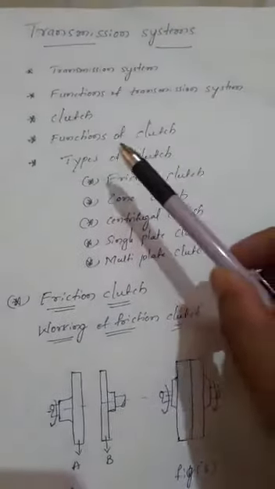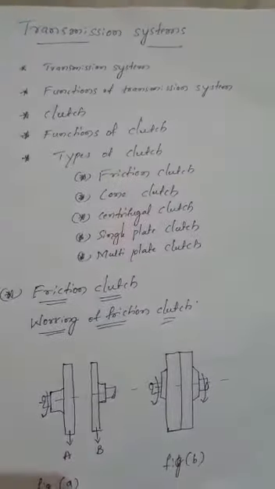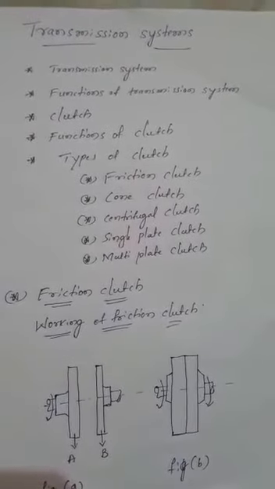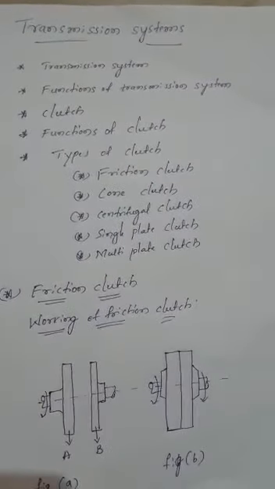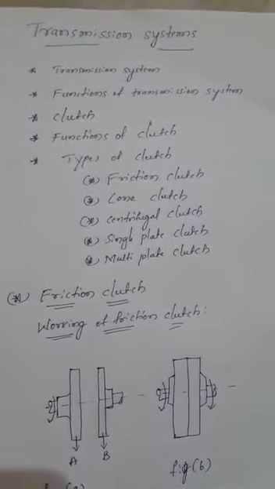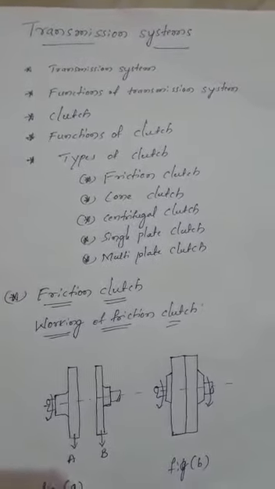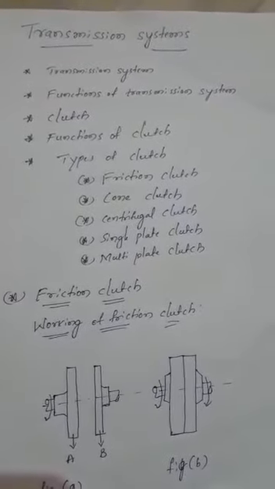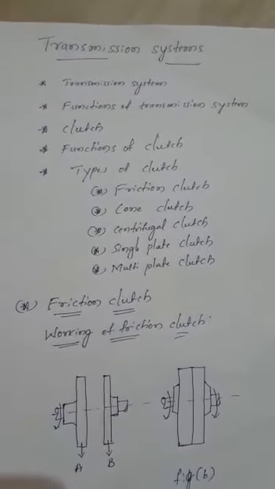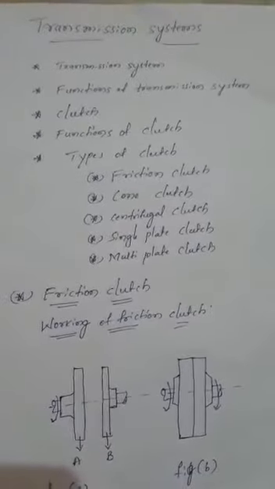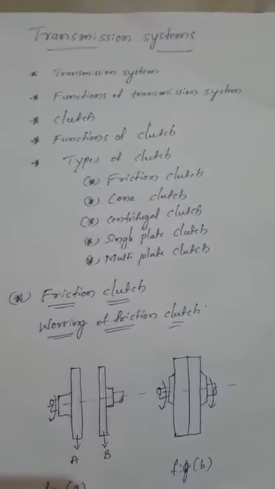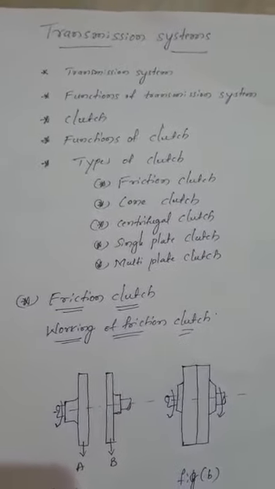And next is clutch. What do you mean by clutch? Clutch is a device that is used in the transmission system of a motor vehicle to engage and disengage the engine from the transmission. So this clutch is located between the engine and the transmission.